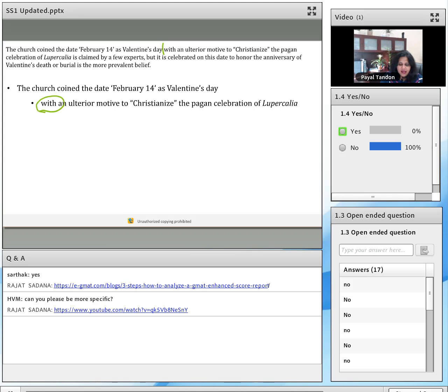Now, the church had an ulterior motive to "Christianize" the pagan celebration of Lupercalia. So with this, what I get to know is that the church had a motive to Christianize a non-Christian celebration, a pagan celebration called Lupercalia, is claimed by a few experts. Now this is where, how many of you, when you read this part, felt a little bit odd? You felt there was a certain gap, or a certain jump. How many of you felt that way?